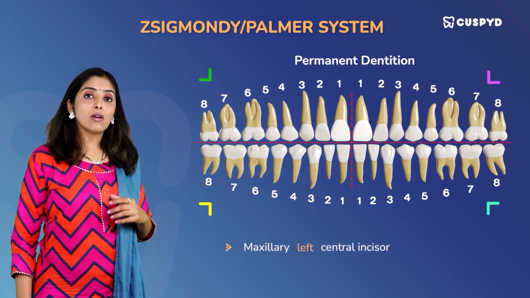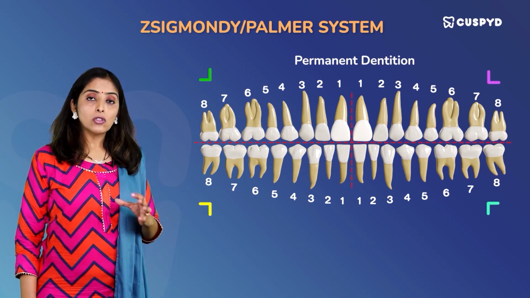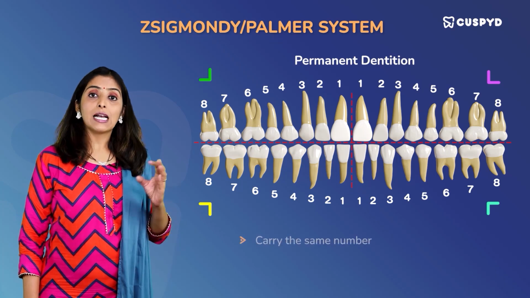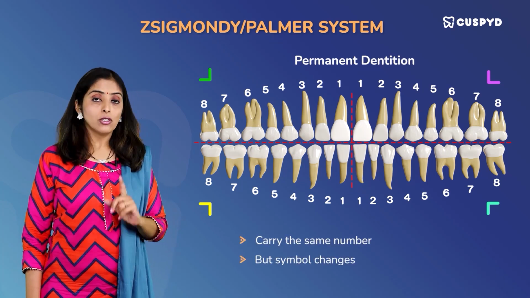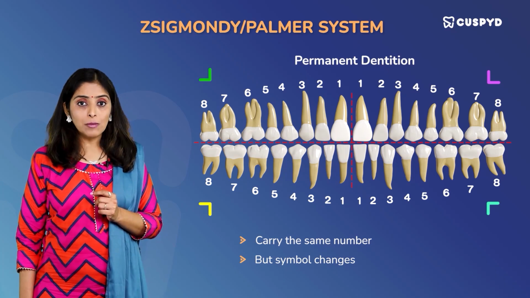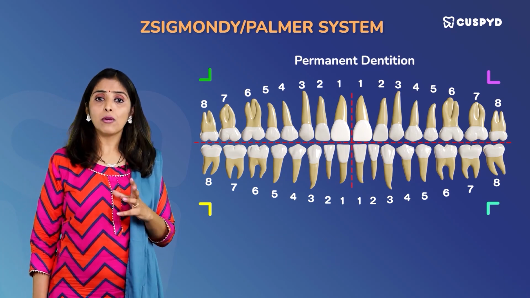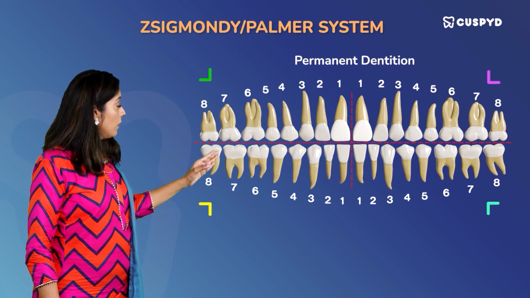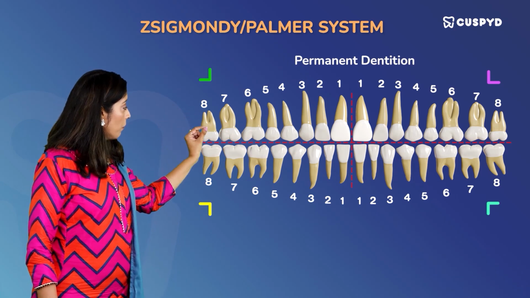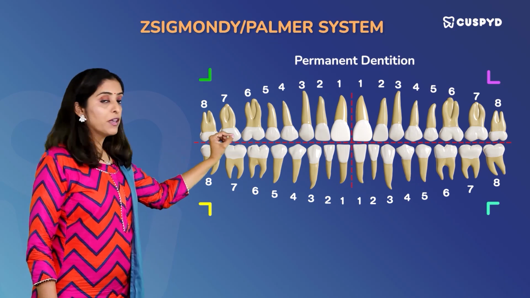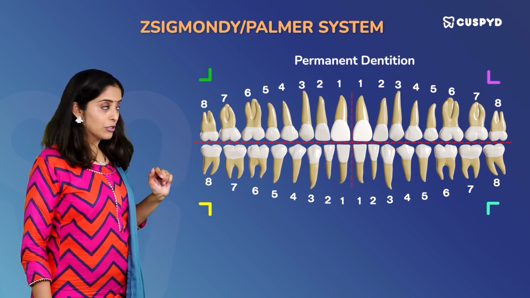So that is why this is called a symbolic system, because all the teeth in all the quadrants carry the same number. The number does not change, but the symbol changes. So that is why this is called the symbolic system. So let us see how this works. The jaw is divided into 4 quadrants. The numbering always will begin from the midline and proceed away from the midline in all the 4 directions.